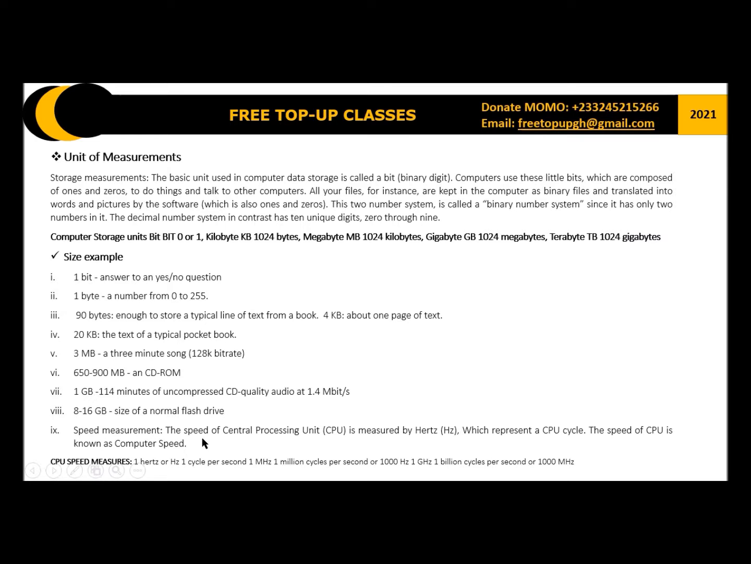Share central processing unit in this, and also how you read it. So we have 1 hertz, or 1 Hz, which is 1 cycle per second; 1 MHz is 1 million cycles per second; and 1 GHz, or 1000 MHz, is 1 billion cycles per second. That's how CPU speed is measured. So I'm going to show you how you're going to see your CPU speed.